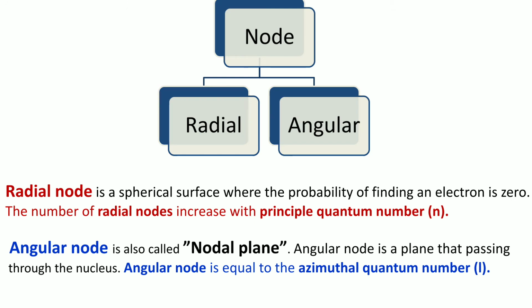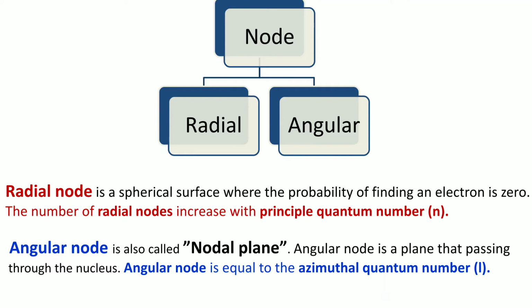First of all, there are basically two types of nodes. First is radial node and second is angular node. Radial node is a spherical surface where the probability of finding an electron is 0. The number of radial nodes increases with principal quantum number. So as the principal quantum number n increases, the number of radial nodes also increases. These are the nodes in a spherical surface where the probability of finding an electron is 0.